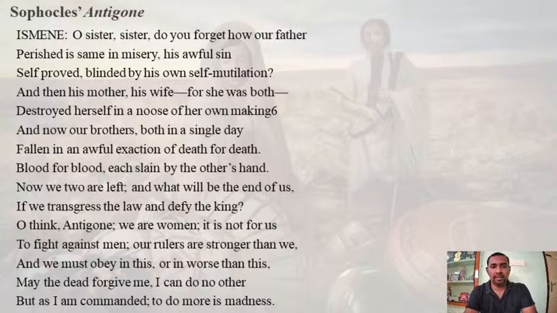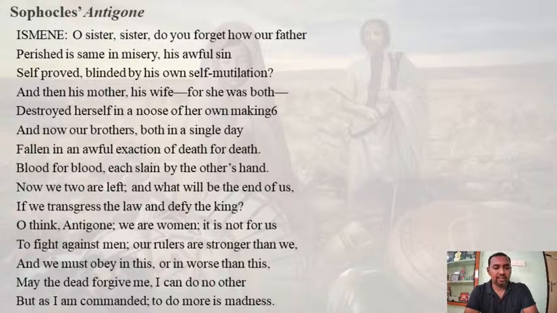So we have a narration of how their family has suffered for a long time, how their father died, how their mother perished, how Ismene's and Antigone's brothers died. So we have a narration of all these events being made here by Ismene. Now we two left. So the only people who are left, or perhaps the only daughters or children who are left of Oedipus, are Ismene and Antigone.